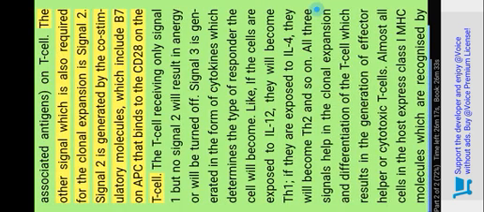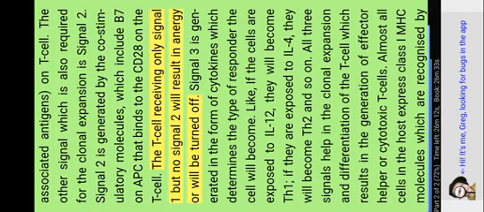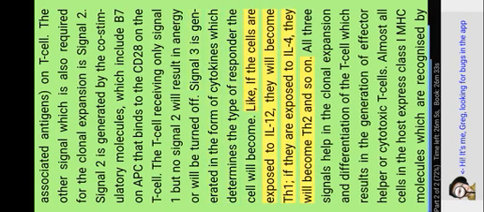The other signal, which is also required for clonal expansion, is signal 2. Signal 2 is generated by the co-stimulatory molecules, which include B7 on the APC that binds to CD28 on the T cell. A T cell receiving only signal 1 but no signal 2 will result in anergy, or will be turned off. Signal 3 is generated in the form of cytokines, which determine the type of responder the cell will become. Like, if the cells are exposed to IL-12, they will become Th1. If they are exposed to IL-4, they will become Th2 and so on.